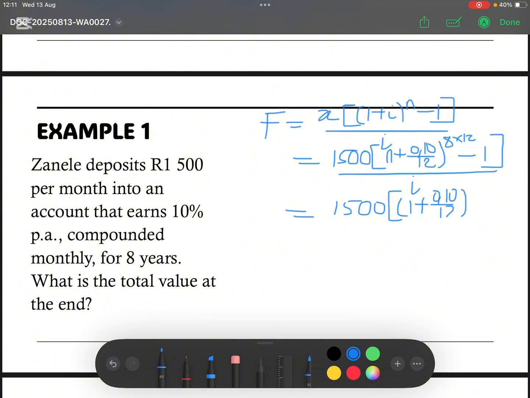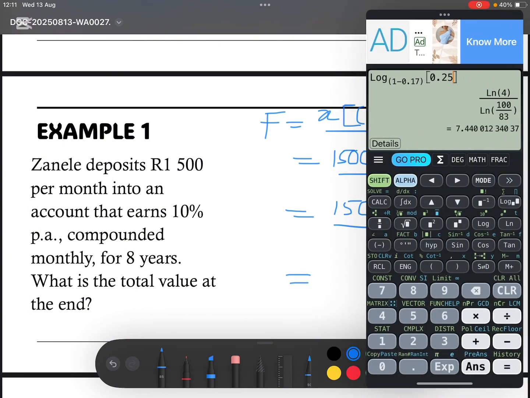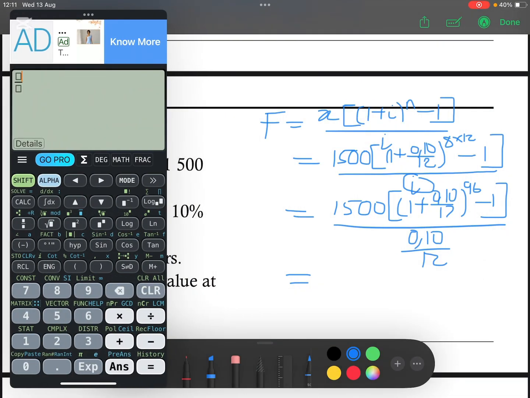Then now you'll have to the power of 12, and then 8 times 12, that will be 96. Subtract 1, then you divide everything by the interest rate, which is 1.0 divided by 12. So this interest rate we're supposed to substitute it there, but however, it's no problem, we've substituted it. Okay, so now let's work it out.